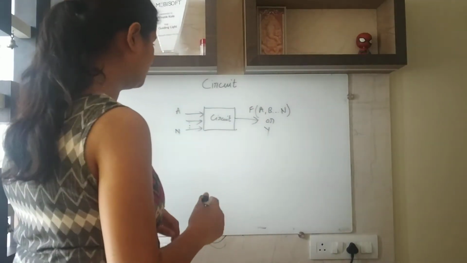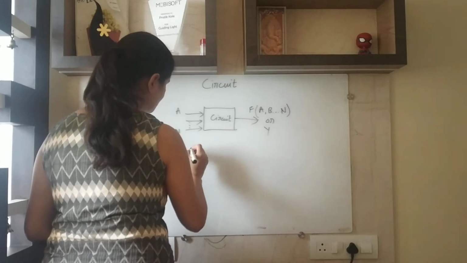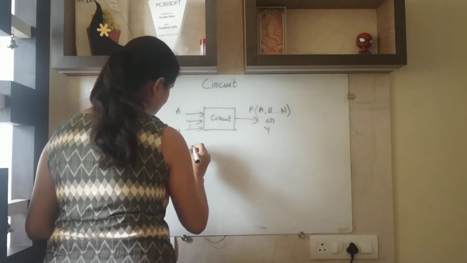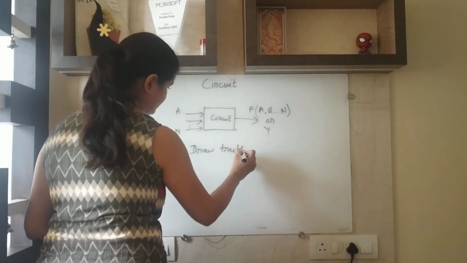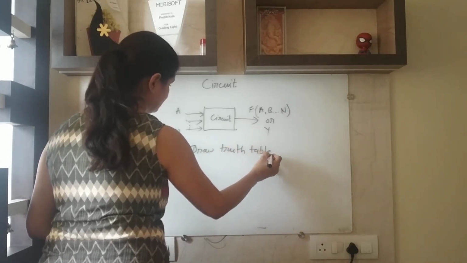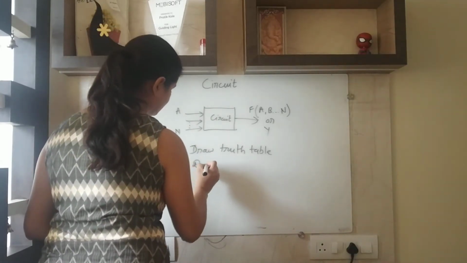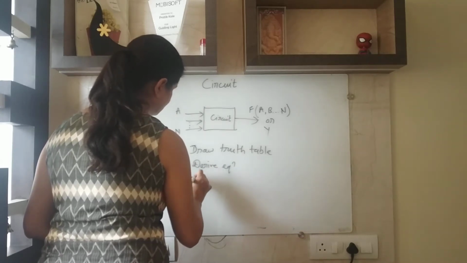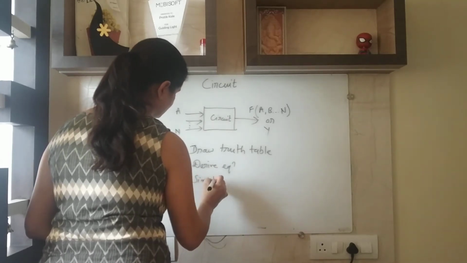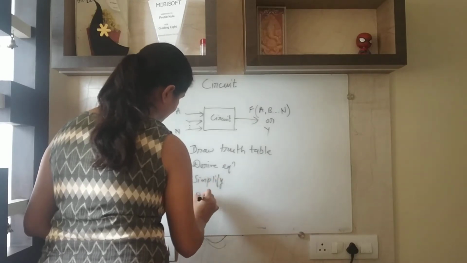But how to draw a circuit? To draw a circuit, the first step is what? Draw the truth table. Then second is what? Derive the equation from the truth table. Third is simplify the equation. And last is draw the circuit.